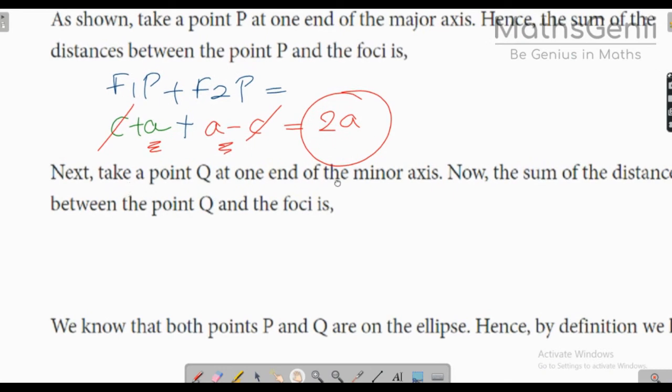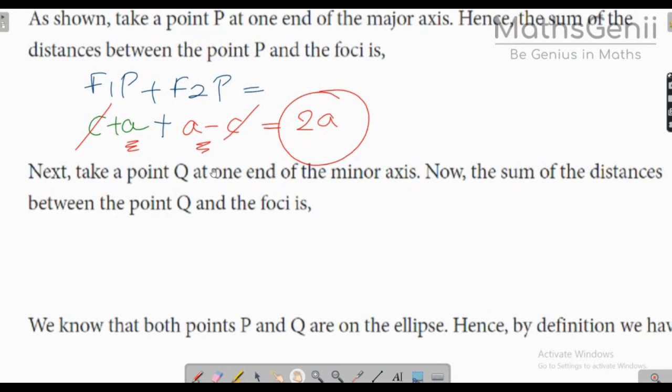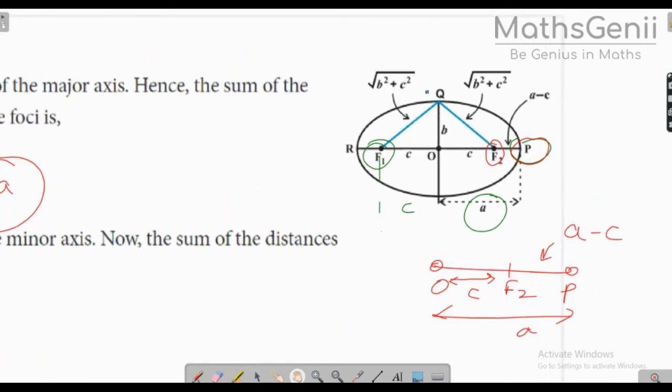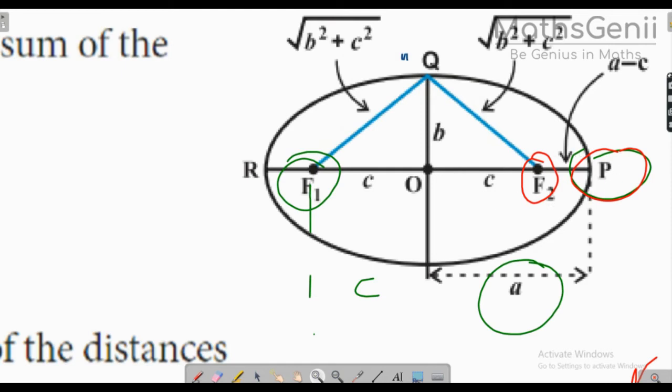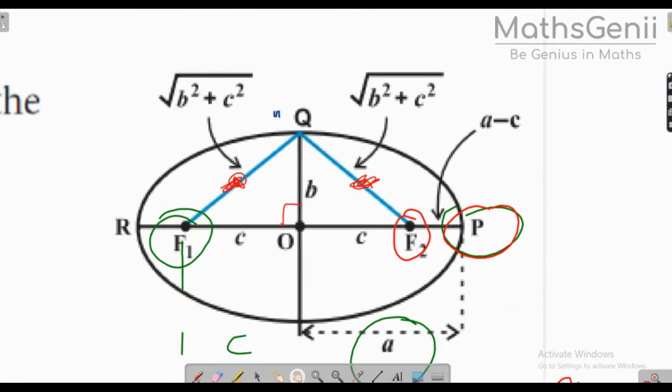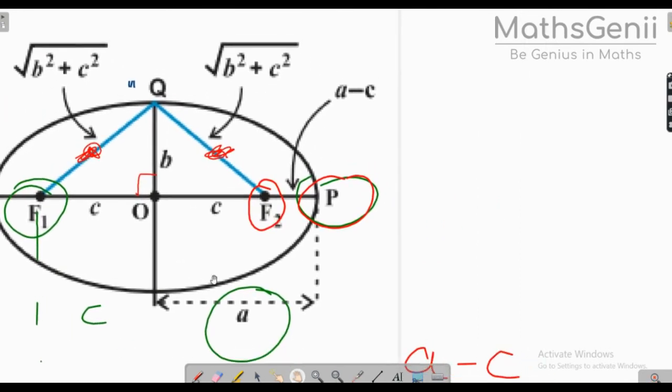Now take a point Q at the end of the minor axis. Now the sum of distances between Q and the foci is what? Now let's look at Q, which is on the minor axis. We solved for P, now we'll solve for Q. As we did F1P plus F2P, similarly for Q we are going to do F1Q plus F2Q. Now using the Pythagoras theorem, I'll explain it to you in detail. Let's see how this root of b square plus c square is coming.